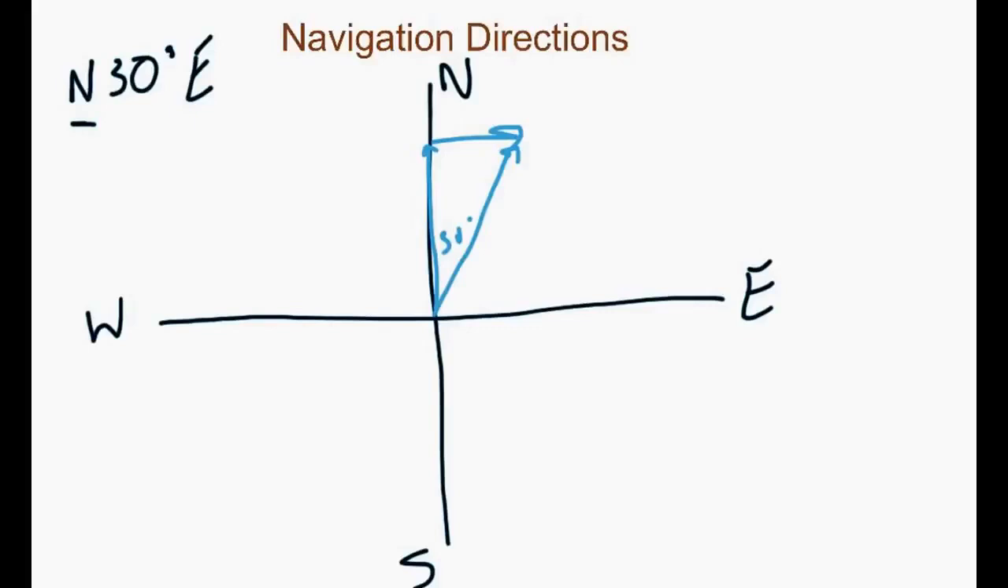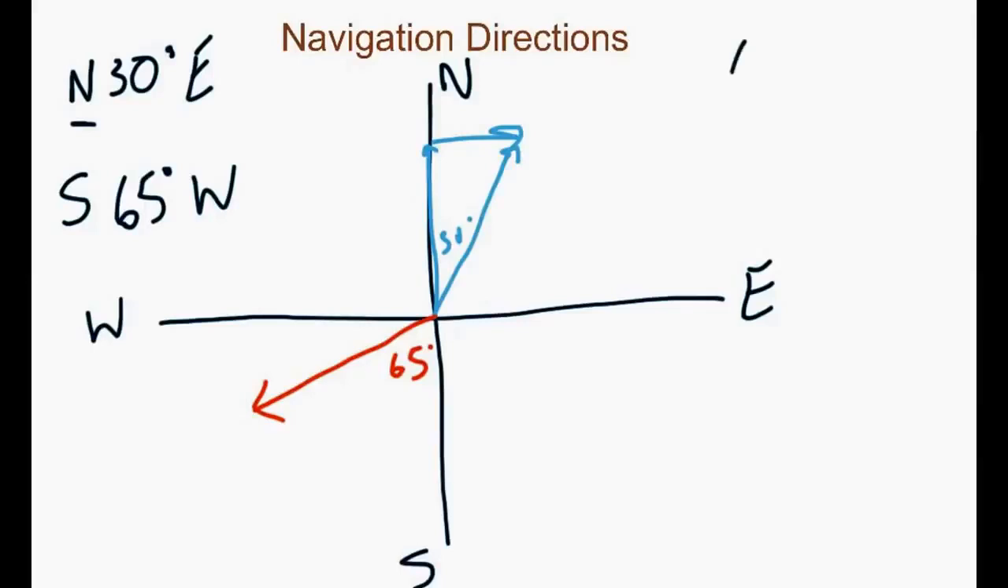Okay, so let's do a couple more of those. If I gave you south 65 degrees west, that means we're going to be moving from the south towards the west, and we're going to go 65 degrees. So it would look something like that. Alright, let's do one more, let's do east 20 degrees south. Similarly, we'd be heading towards the east first. So from the east towards the south, we're going to go 20 degrees.